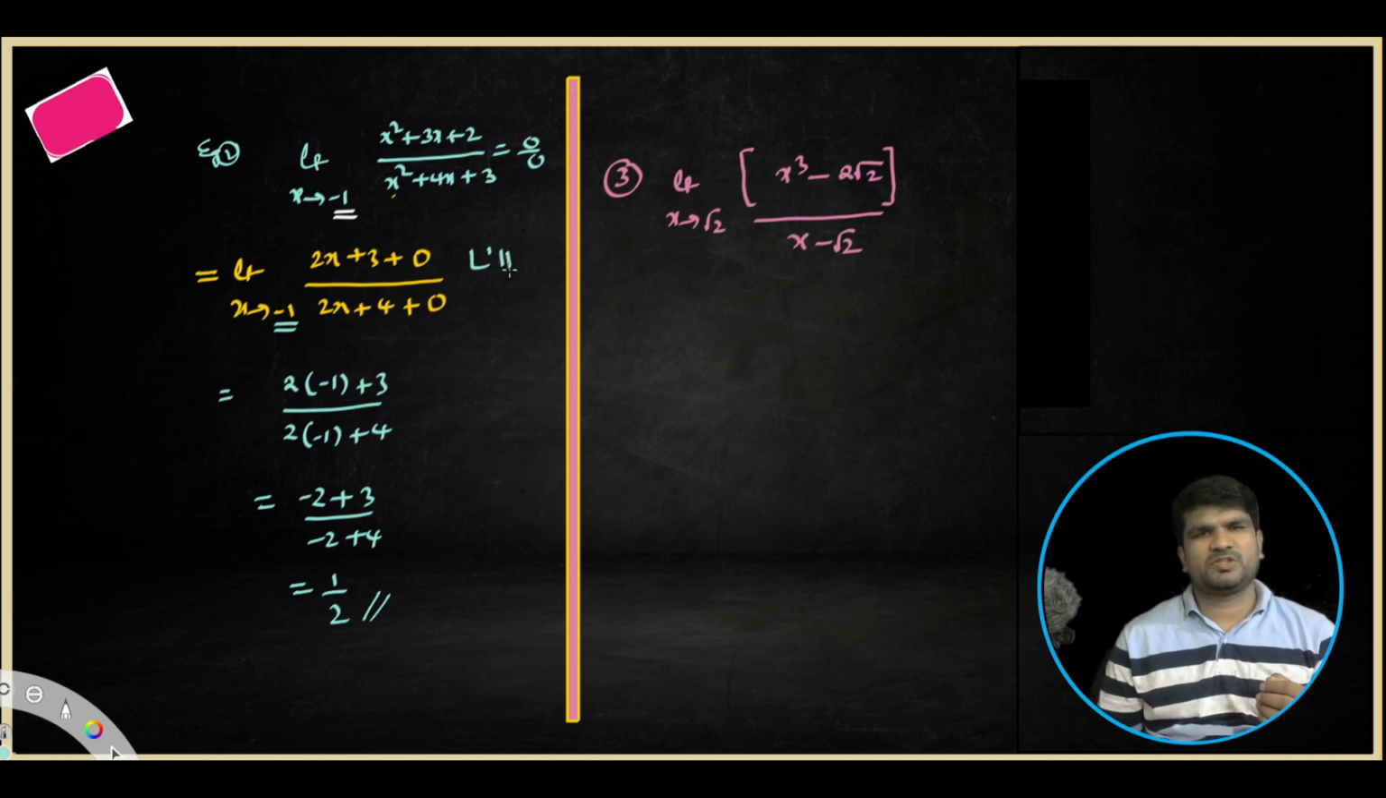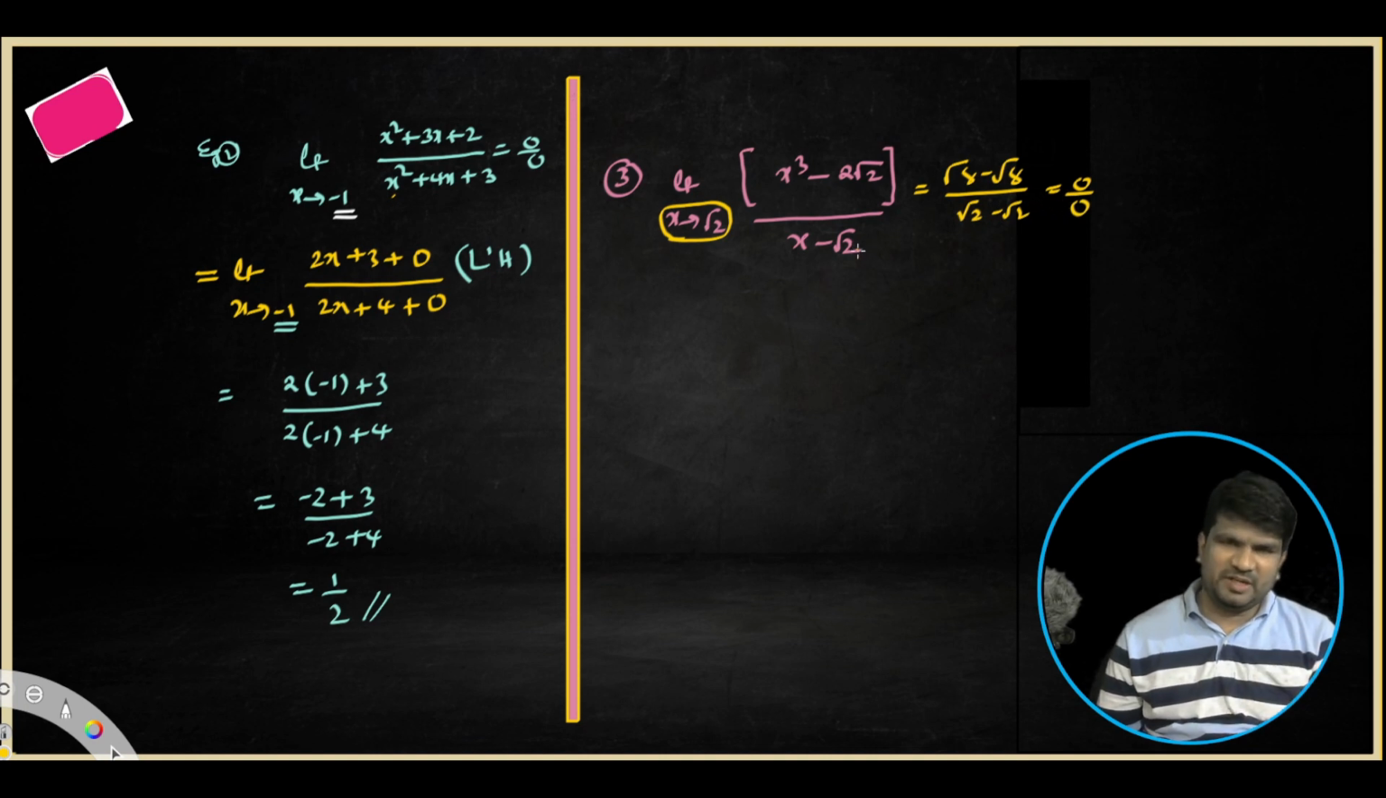Use L'Hospital rule. Okay. Now see one more example. In the next example, x tends to root 2. If you put x equals root 2 in the numerator, x cube means root 2 cubed, which is root 8, and 2 root 2 is also root 8. So root 8 minus root 8 is 0, and in the denominator, putting x equals root 2, root 2 minus root 2 is 0. So we get 0 by 0. Whenever you get 0 by 0 or infinity by infinity, we can take the common factor or use L'Hospital.